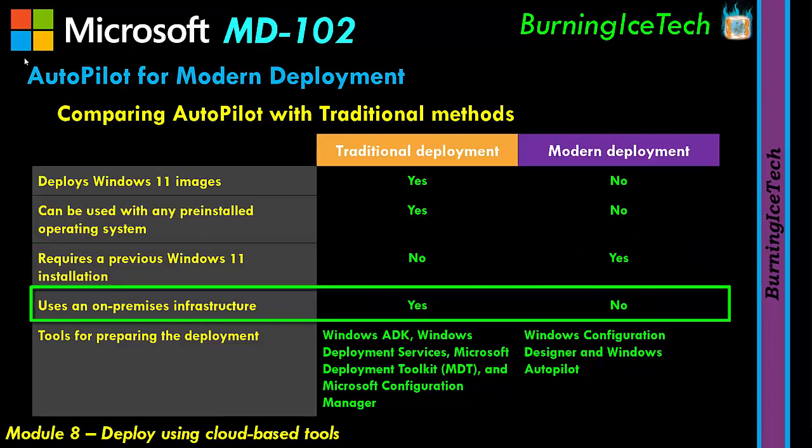Uses an on-premises infrastructure. Traditional deployments, that is on-premises for the most part, so yes, it is going to use on-premises infrastructure. Whereas modern deployment, pretty much everything in that package, including this Autopilot we're talking about, is all in the cloud, guys. So it doesn't make use of anything on-premises.